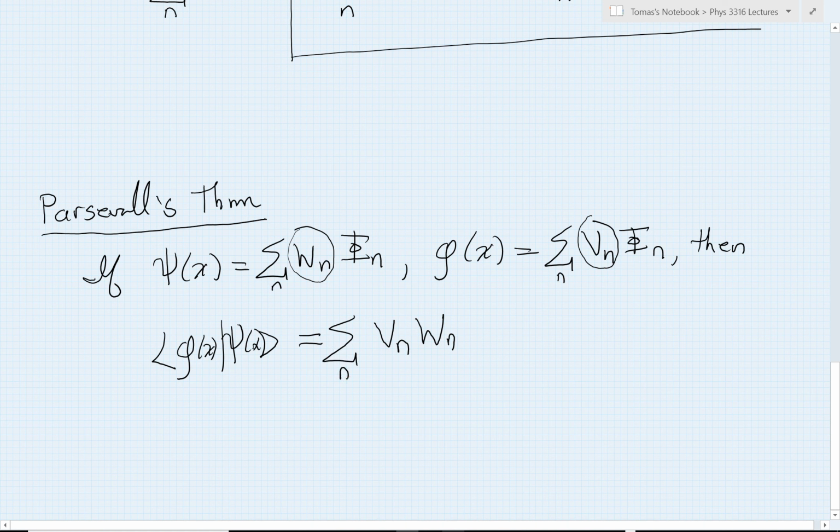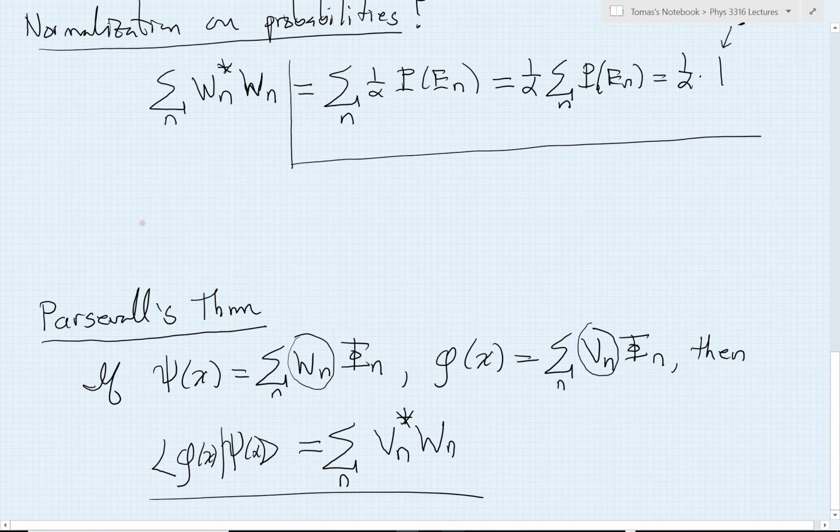So that looks like a dot product. That's how we take a product of two lists of numbers. But this is a Hermitian inner product, and so you always end up starring the first of the two things. In this case, it becomes a phi star in my integral. In this case, it becomes a V star in my sum. So that is the content of Parseval's theorem.